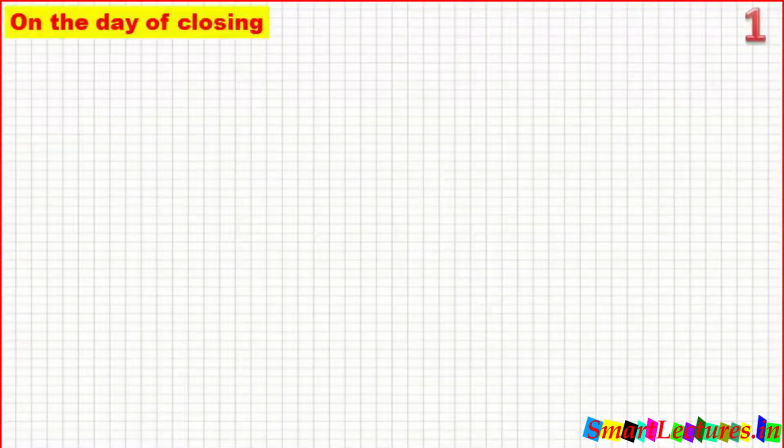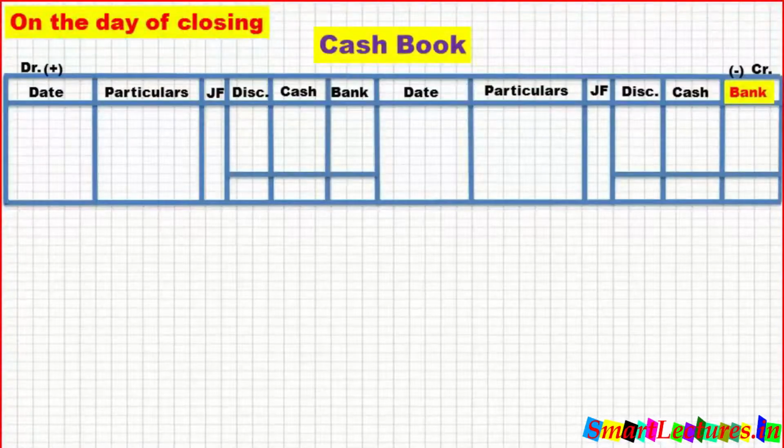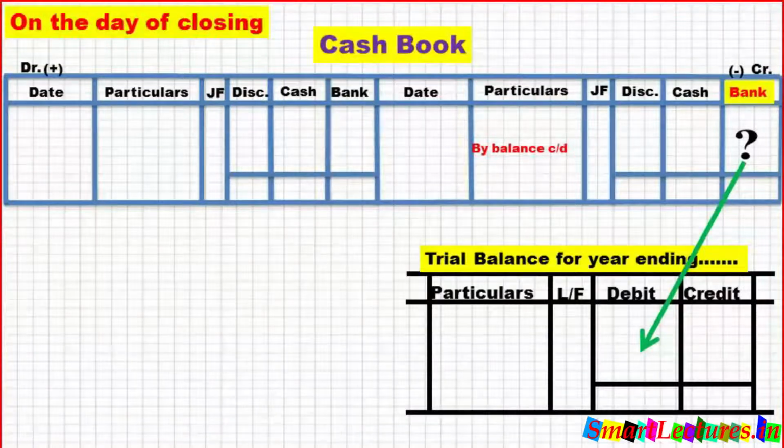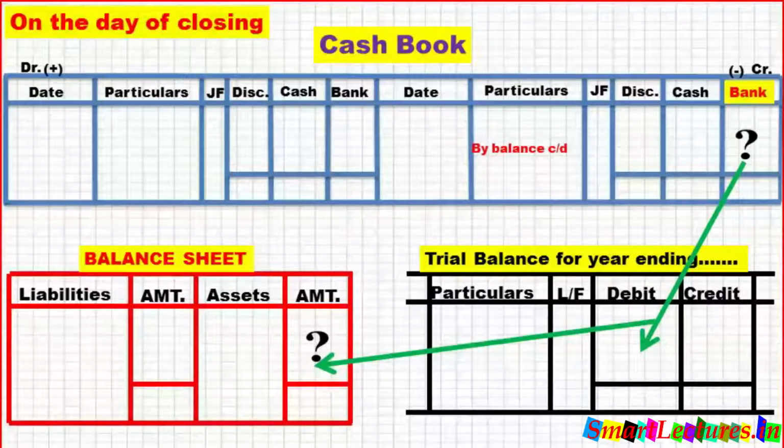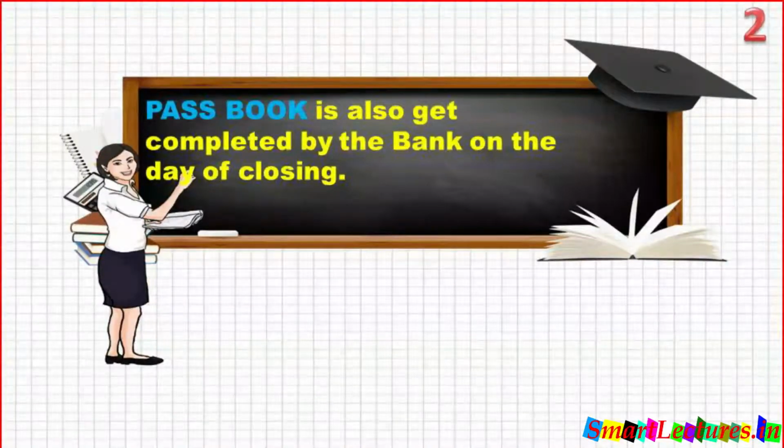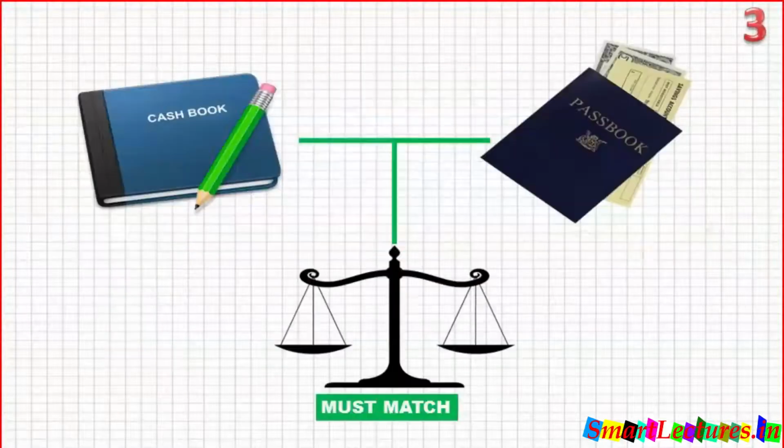Let me remind you some important points again. Number 1, on the day of closing, the balance of the bank column of the cash book is taken to the trial balance on the debit side, I mean to say debit balances side, and from there it goes to the balance sheet asset side. Number 2, the passbook is also completed by the bank on the day of closing. And number 3, cash book and passbook balances must match.